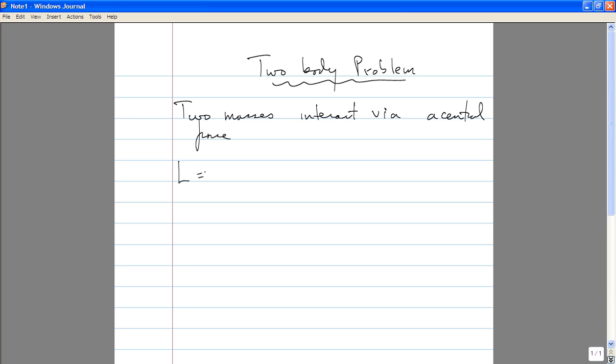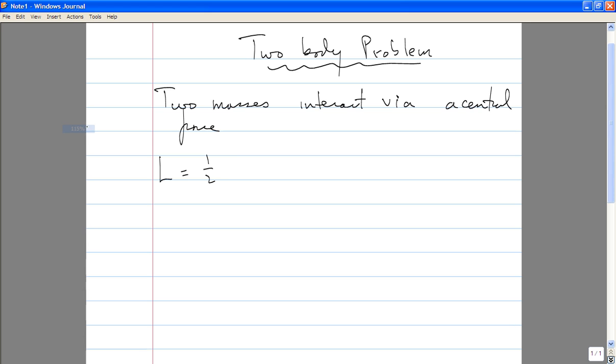So the Lagrangian will be, let me just zoom in a bit, 1/2 m1 r1 dot squared plus 1/2 m2 r2 dot squared minus a central force term, which comes from a potential that is a function only of the distance between the 2 points. So this is a system with 6 degrees of freedom, 3 for each of the positions of the objects. And we simplified the equations of motion of this system using Noether's theorem.